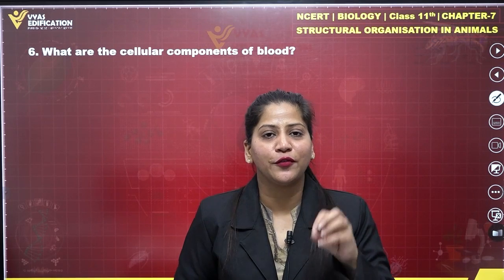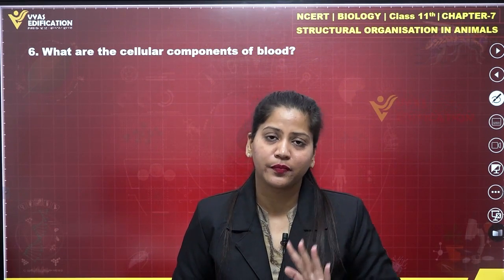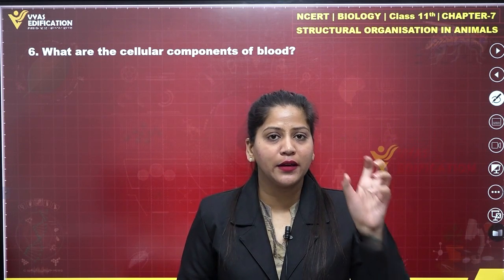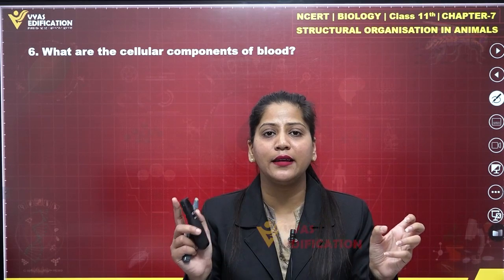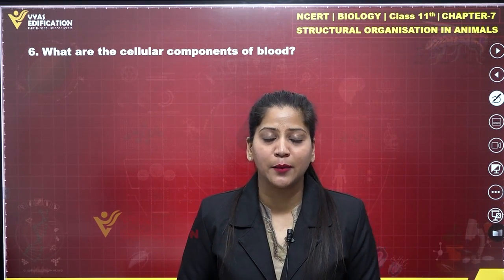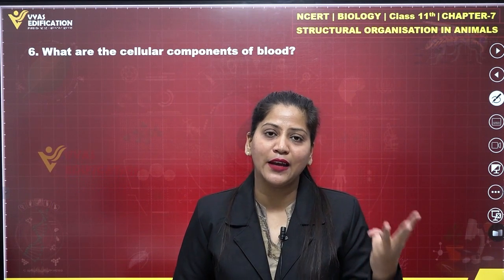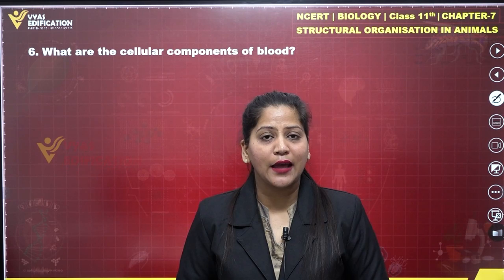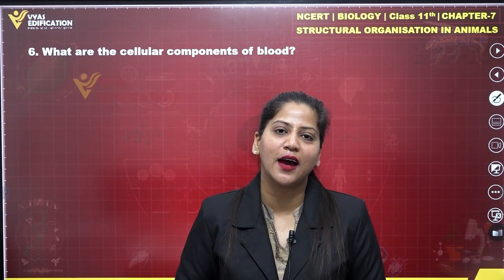Based on the presence of granules in them, we have divided leukocytes or WBCs into two categories, granulocytes and agranulocytes. In the granulocytes, three major types of cells are included, that is basophils, eosinophils and neutrophils. And in the category of agranulocytes, lymphocytes and monocytes are included.